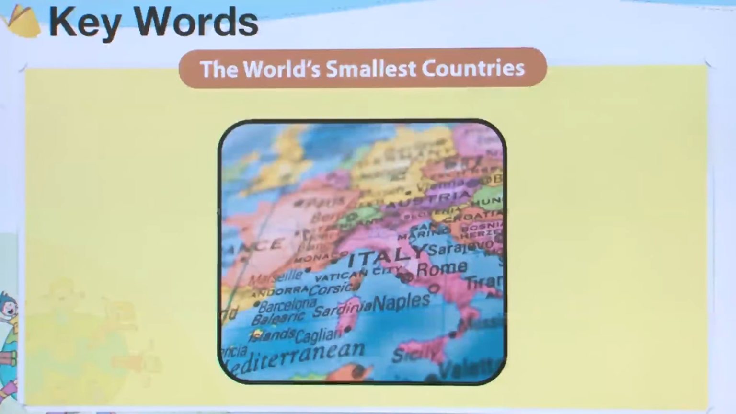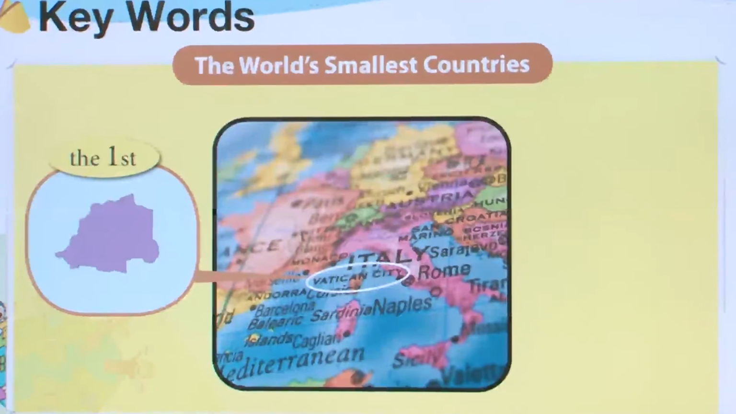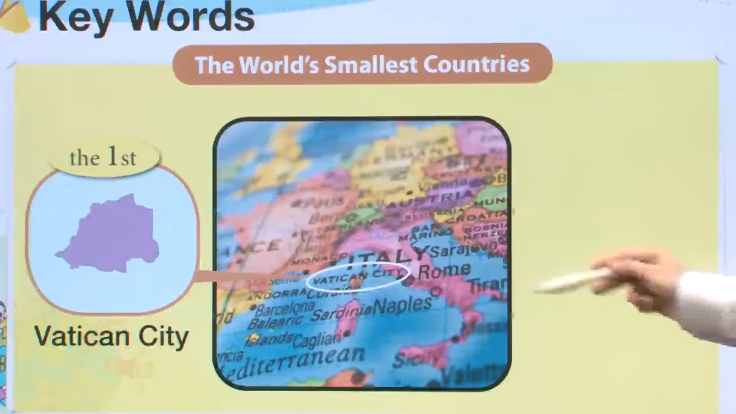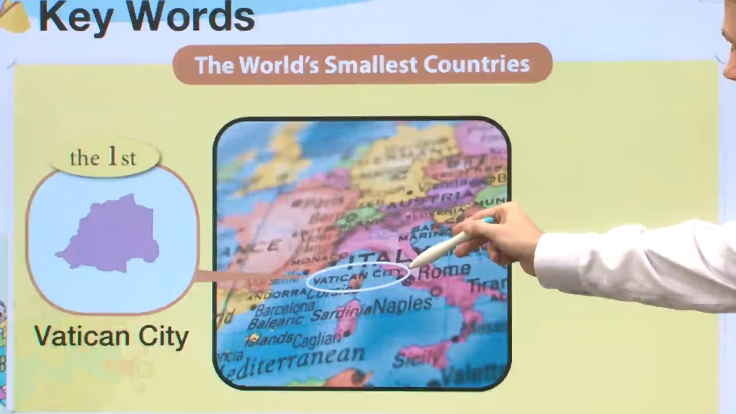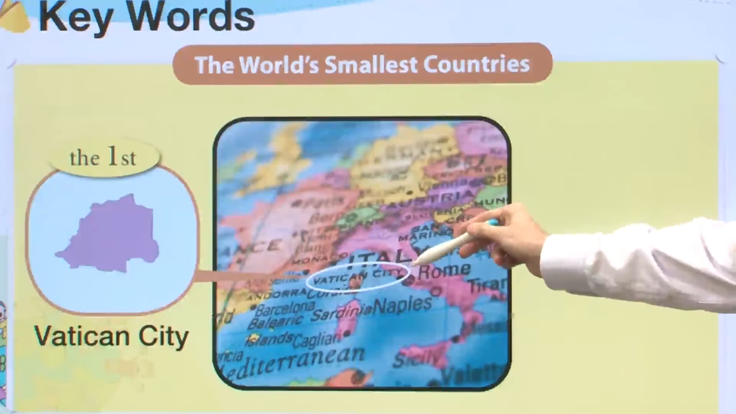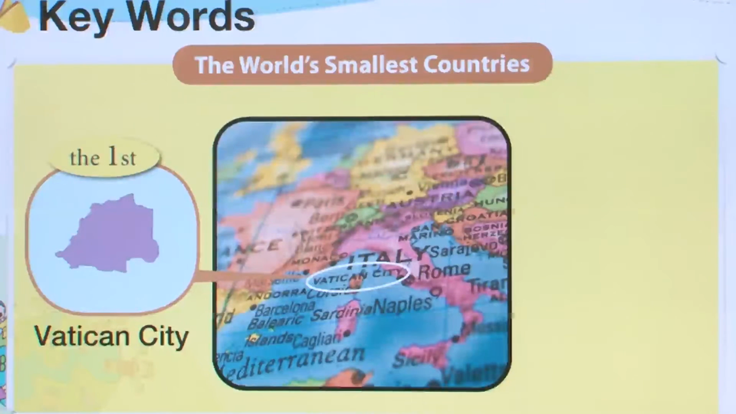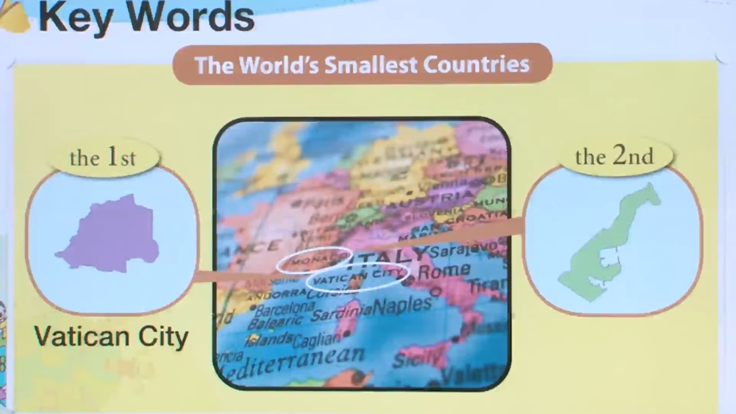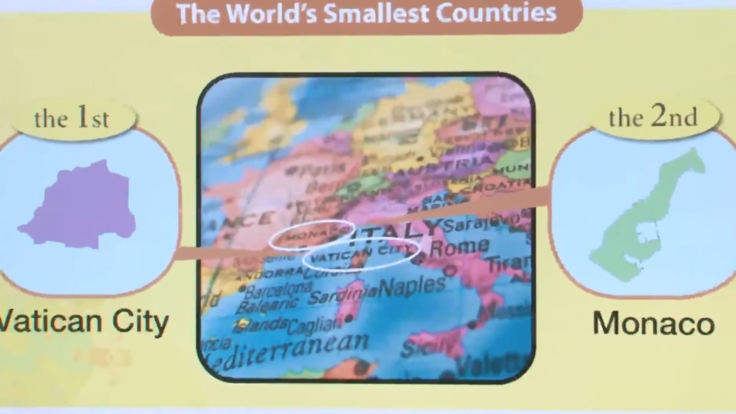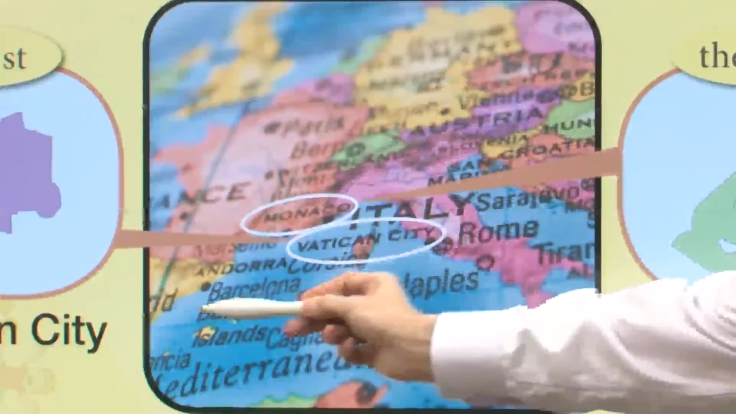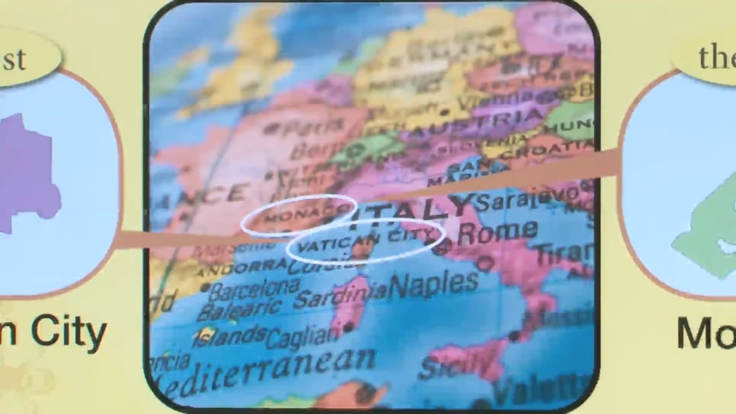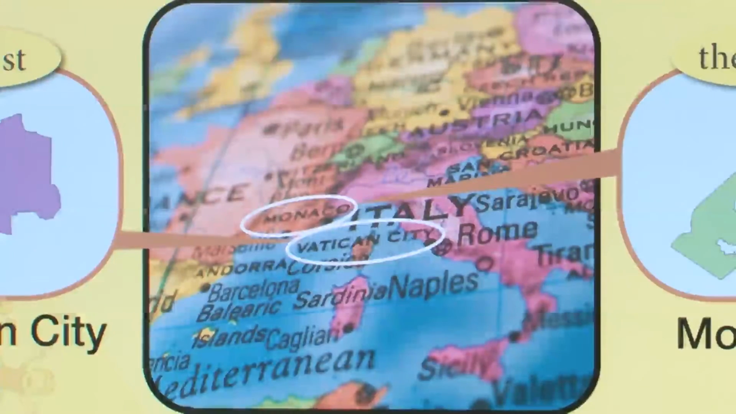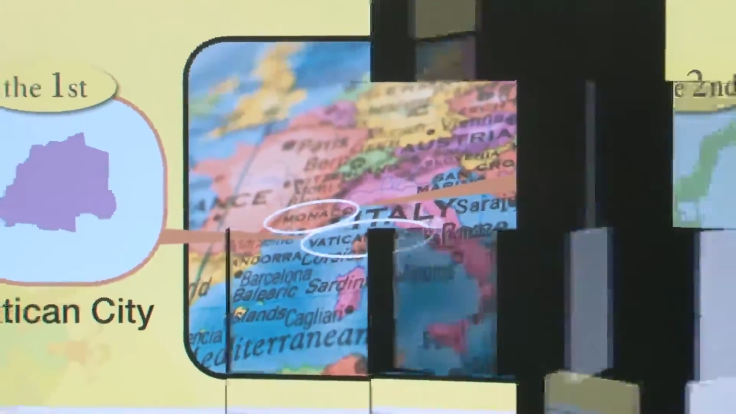Now what are the smallest countries? The first or the smallest country is Vatican City. The Vatican City is here. It is a city, but it's also a country. It's called a city and a country. But what's the second smallest? There, the second one in France is called Monaco. Monaco, and it is located in here. So, Vatican City is the smallest. Monaco is the second smallest country. Wow, there's the biggest and smallest.